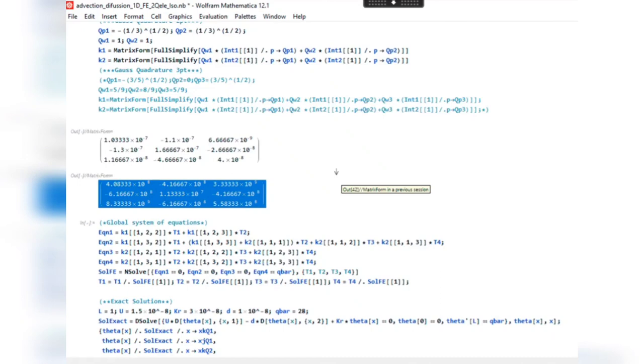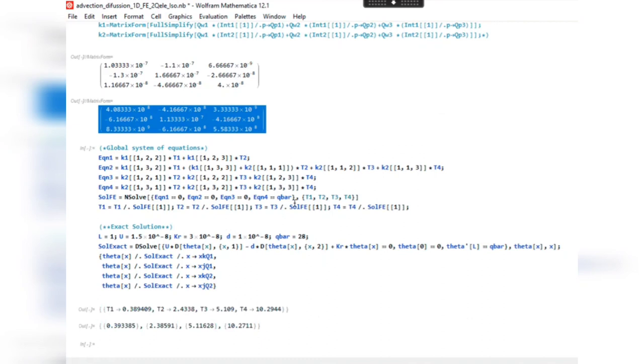Again, if the middle node for the first element wouldn't be offset from the center, these two would be the same because the Jacobian is the same. So the stiffness matrices for both elements would be the same, right? So now what we do is we use the element code to formulate the global stiffness matrix and the global force vector, to solve this system of equations for theta, which is represented by T in this script.